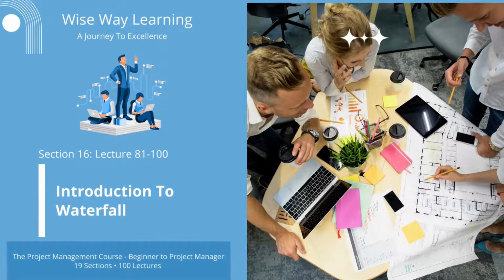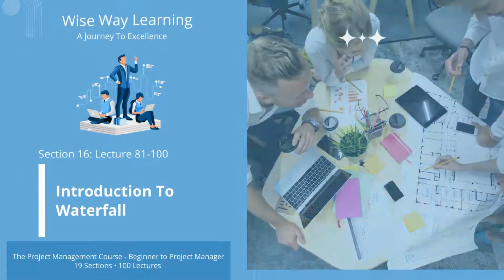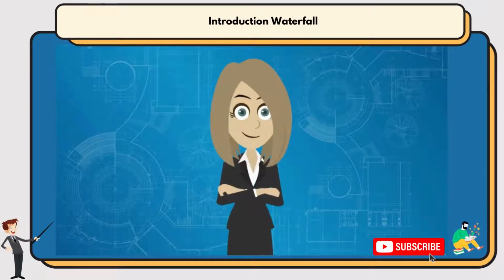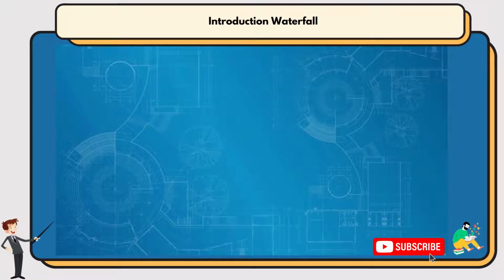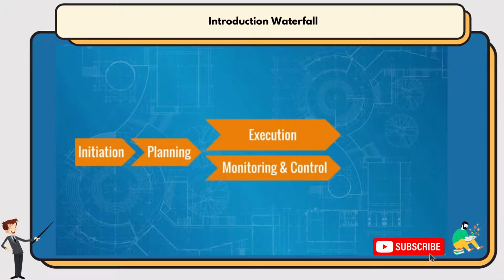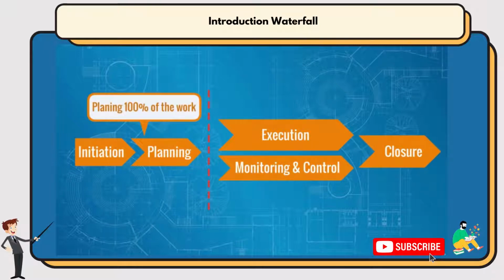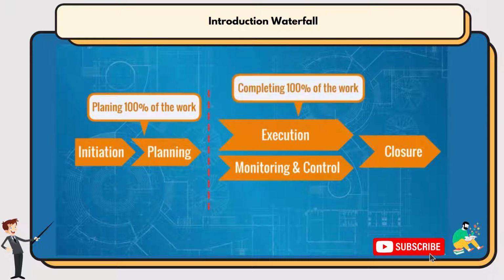Section 16 and lecture number 81, Introduction to Waterfall. Alright, we can now say that we are experts in the traditional sense of project management. We know how any project could align with the conventional life cycle of initiation, planning, execution, monitoring and control, and closure. The very essence of this framework is in the strict separation between the planning and execution phases. We plan 100% of the work before starting the execution. And during said execution, we aim to complete 100% of the work with minimum changes to the plan.